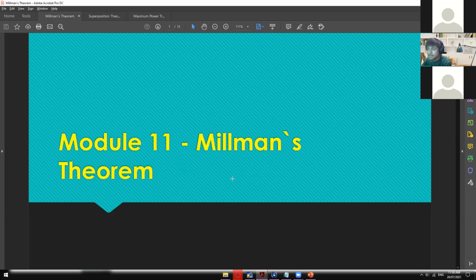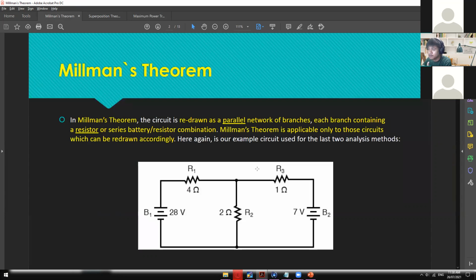So for the last two topics, I hope we can finish this one within just 30 minutes, since this one is super easy. So Millman's theorem is another method, of course, wherein we can get the voltage across R1, R2, R3, or the current across R1, R2, and R3. Just a different way, of course.